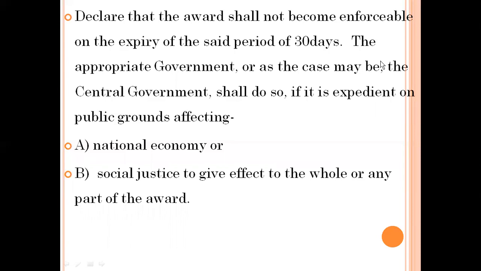The appropriate government or, as the case may be, the central government shall do so on public grounds. The government may say that the award need not be enforced, that it shall not be enforceable, on the following grounds: the first is that it will affect the national economy, or that it will affect social justice, to give effect to the whole or any part of the award.